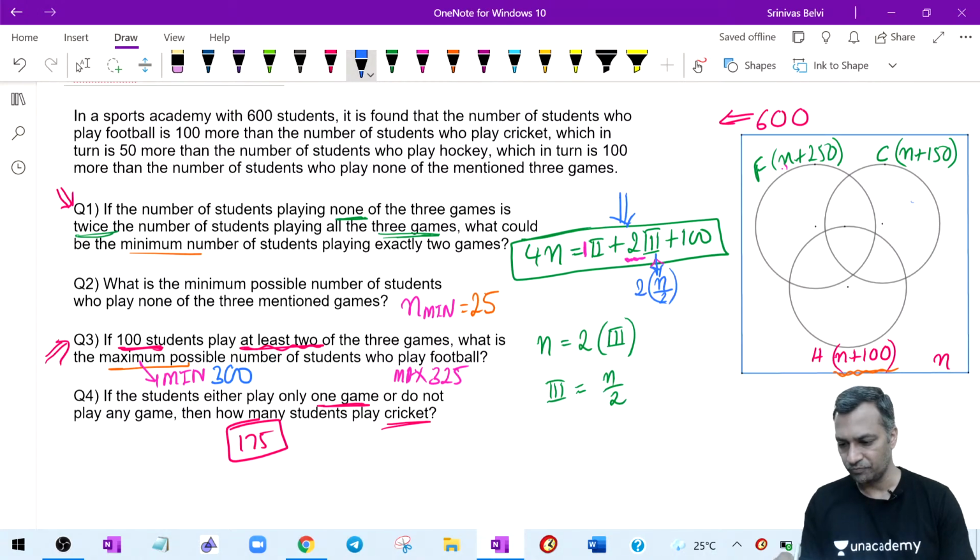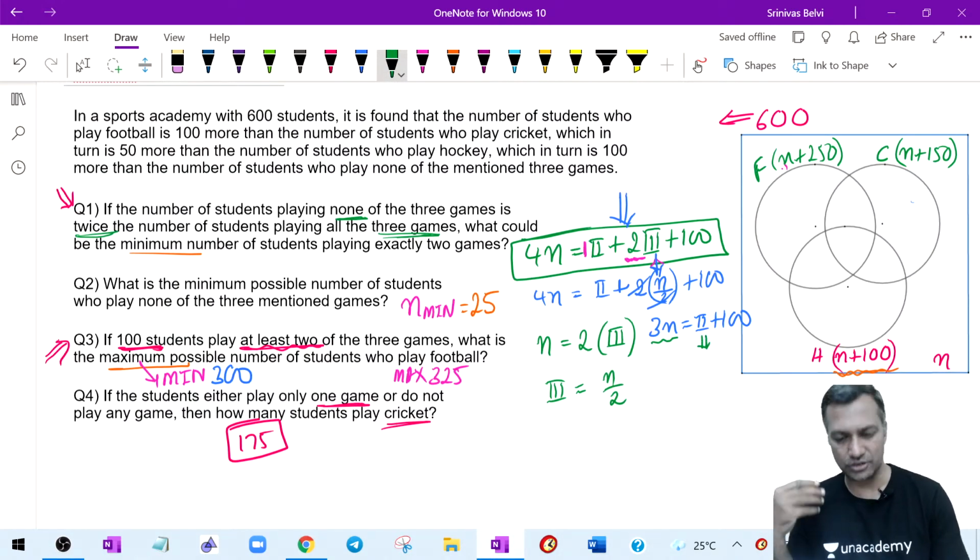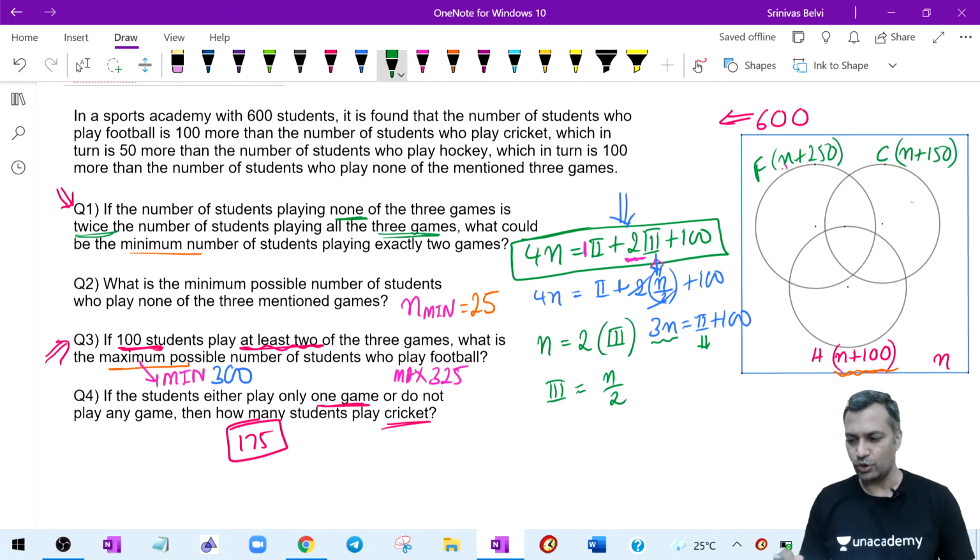That is two times. Therefore, you are saying that 4n is equal to region 2 plus the value of region 3, which is n by 2, plus another 100. So therefore, 3n is equal to region 2 plus 100. So naturally, it should be a multiple of 3 because the number of people in region 2 cannot be a fraction. We are talking about students. You can't say there are some fractions of students there.